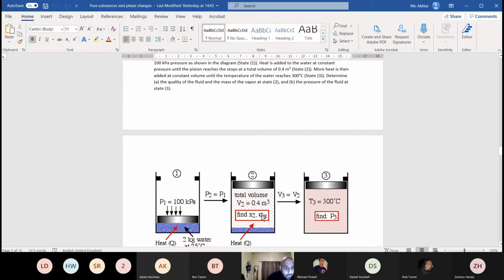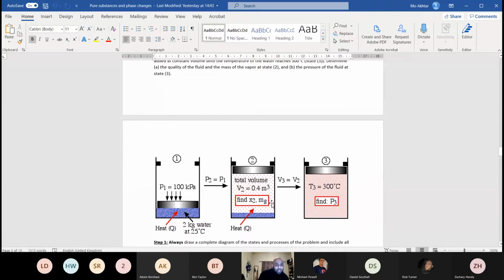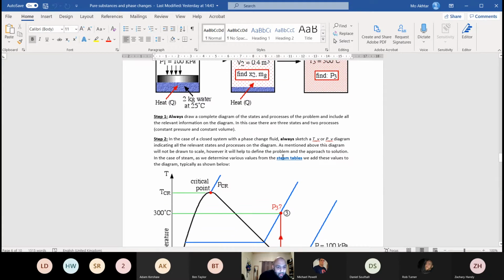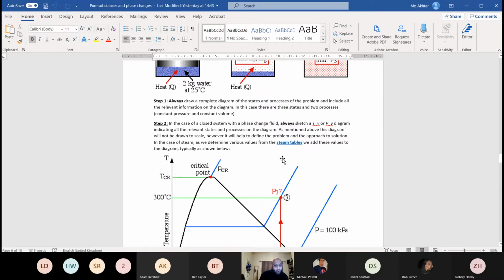We're going to measure X, the X factor, and the mass. And here we're going to measure what the pressure is going to be, because the pressure obviously has changed. It's changed quite dramatically. So we're going to try to calculate, first of all, the X factor, as I call it, which is X, which is the quality, and we're going to calculate the mass as well. So let's go to here now. Now this explains to you step by step what to do. So we're going to try and do this if we possibly can.